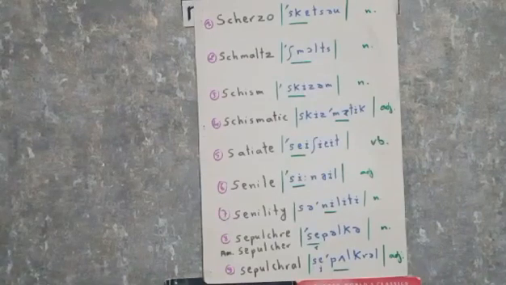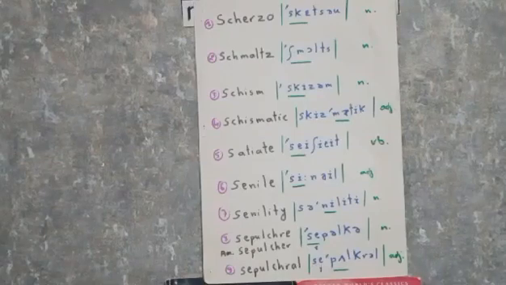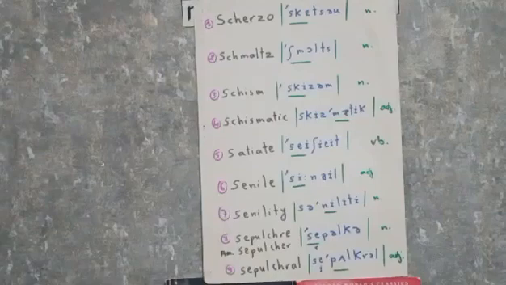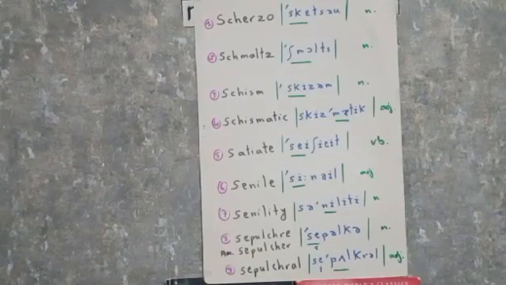And when we say schismatic, we mean it comes from the noun schism. And also, it means tending to break away. That's schismatic. The fifth word is satiate. Satiate, a three-syllable verb. The first syllable, say, should be stressed. We say satiate. And to satiate is to satisfy fully or totally.